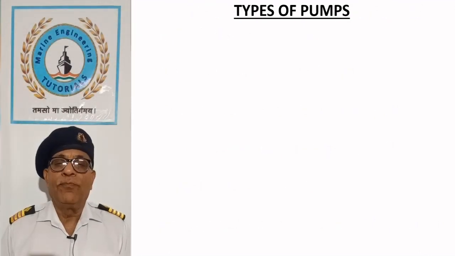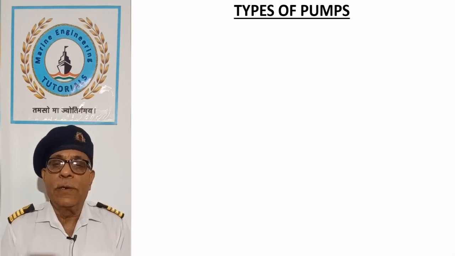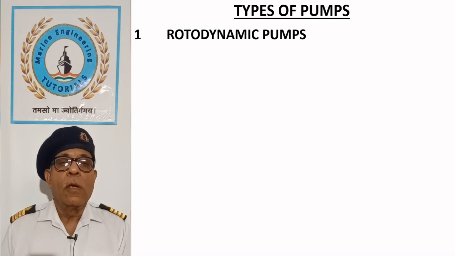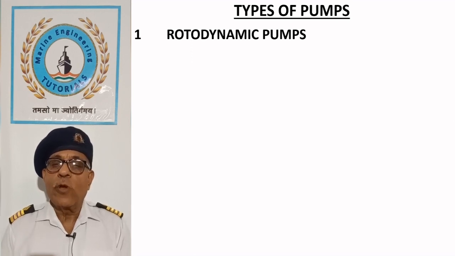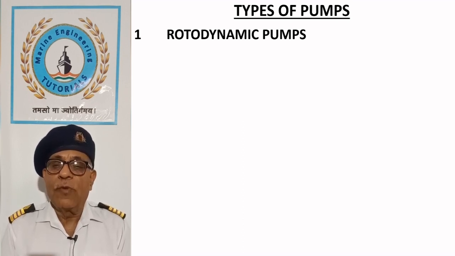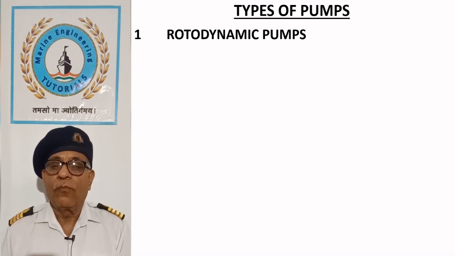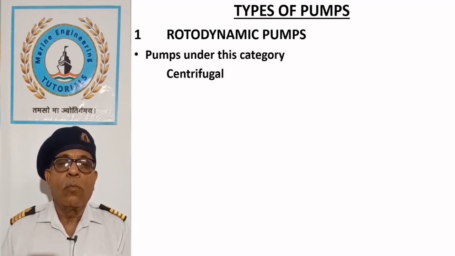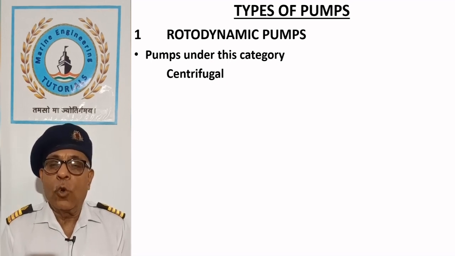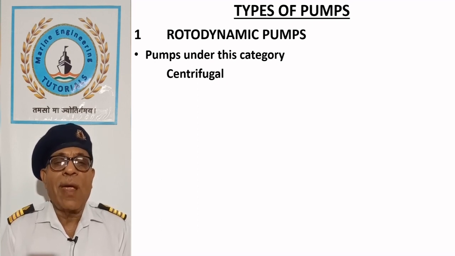Types of pumps. Pumps can be broadly split into two categories. Rotodynamic pumps. Rotodynamic pumps provide constant flow rate and discharge pressure with respect to time. Centrifugal pumps fall in this category. These can handle low viscosity liquids and are used for high flow rate at low head.